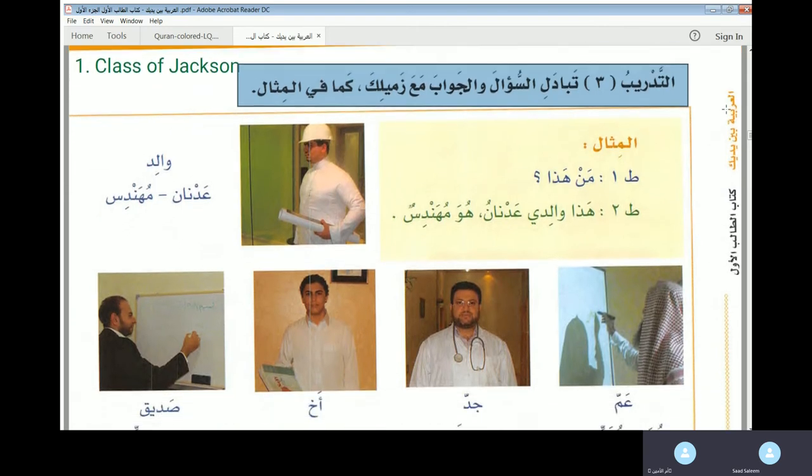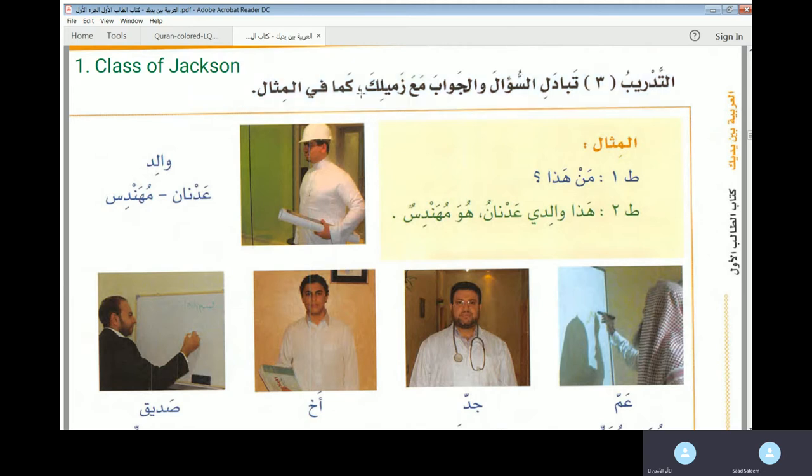Third exercise. Exchange questions and answers with your colleagues, like the one in the example. The sual and jawab is a singular word, okay? Sual means one question.